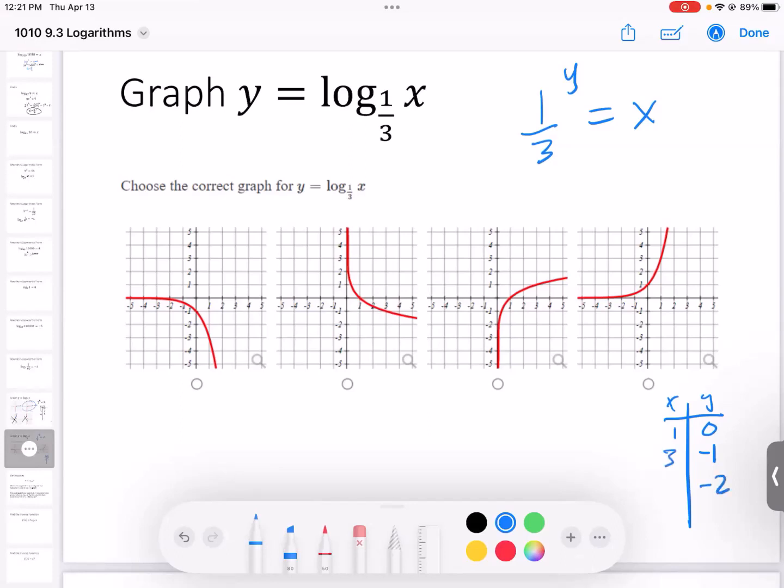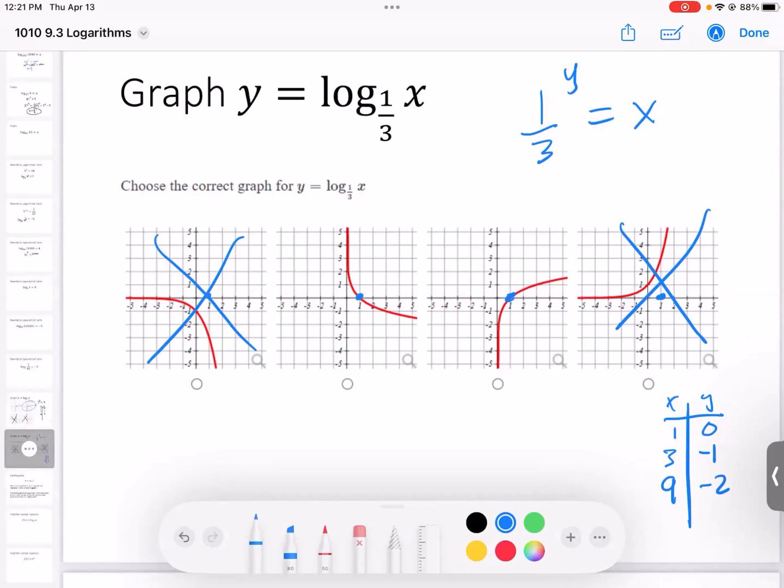You could also do an exponent of -2, which would find the reciprocal of 1/3, which is 3, and then square it, and you would get x equals 9. So if we graph this, if x is 1 and y is 0, that gives us these points right here. And so I can automatically eliminate these two, which also makes sense because those two graphs are shaped like exponential functions. So they're not going to be logarithmic functions because they're shaped kind of like what we worked with yesterday.